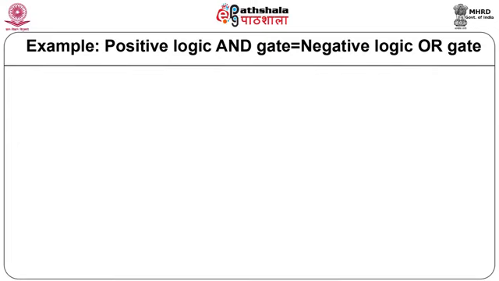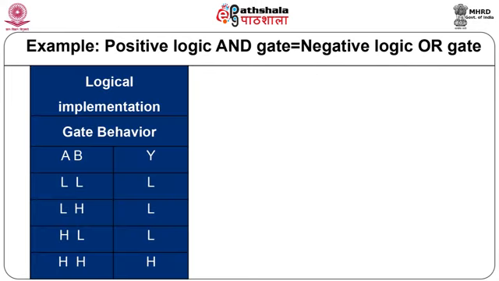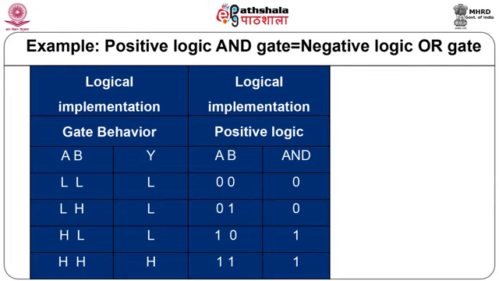Let us consider the example for positive and negative logic, that is positive logic AND gate equals negative logic OR gate. Consider the table shown on the slide. Here A and B are inputs and Y is output. When both A and B are low, or if one of the inputs is low, the output is low. When both the inputs are high, output is high. The second table shows that 0 0 is equal to 0, 0 1 is 0, 1 0 is 1 and 1 1 is 1. So, the first table shows you the signal value and the second table shows you the logic value.